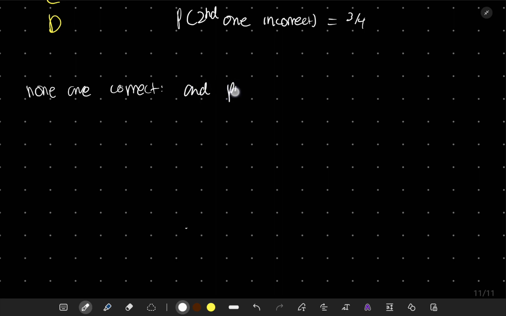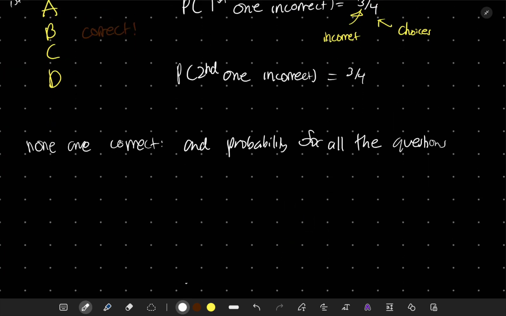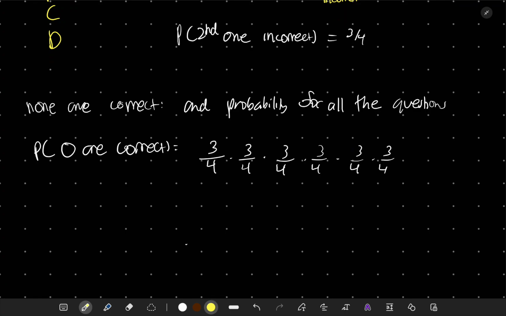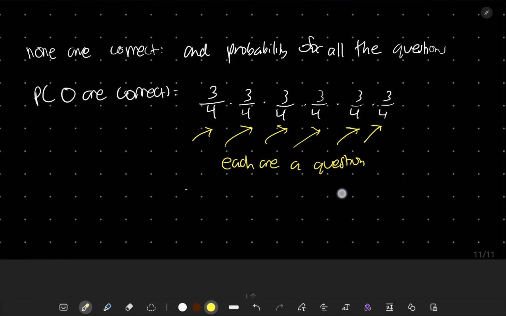So, the and probability for all the questions. But luckily, they're all the same probability. So I'm going to say the probability that 0 are correct is going to equal 3/4 times 3/4 times 3/4 times 3/4 times 3/4 times 3/4. So each of them is a question. So that's the probability of none of them being correct.